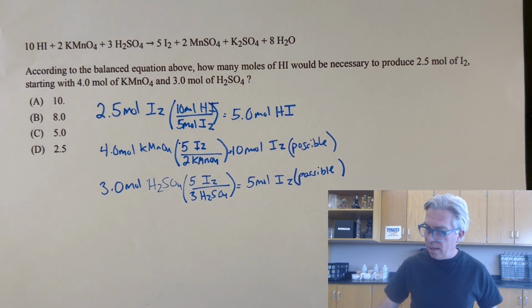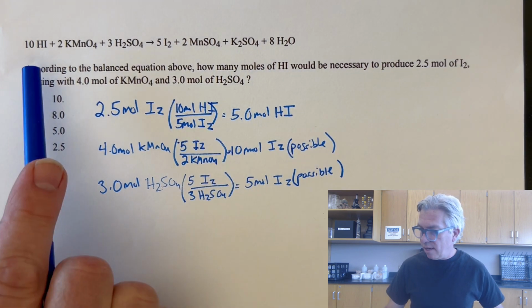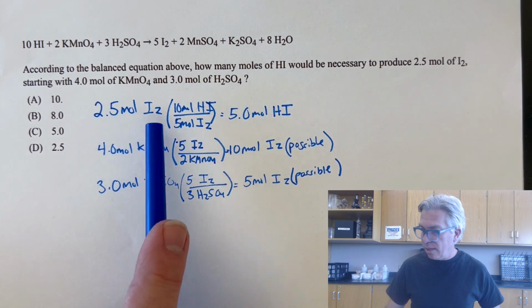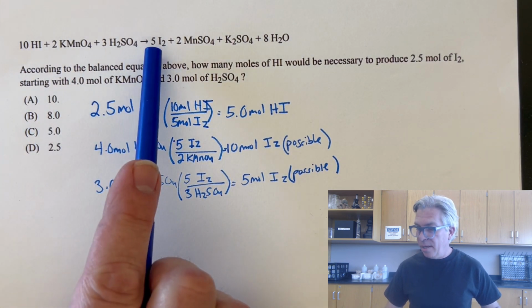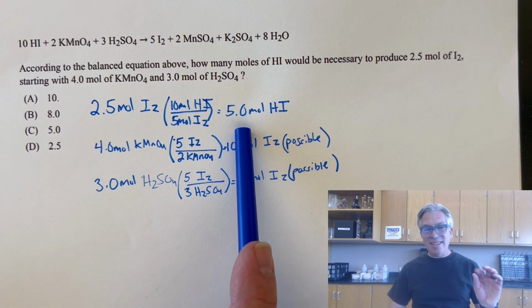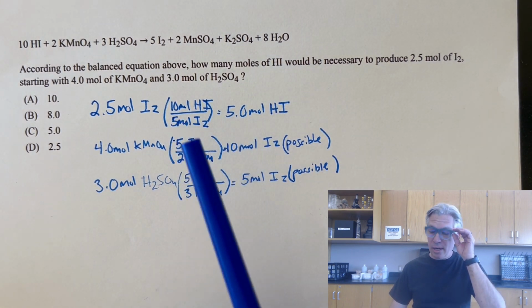Now, the actual problem is only one step, because I knew how many moles I had, this many, and I want to know how many moles of this. So 2.5 moles of iodine, 10 moles, and 5 moles. There's 10 moles of this needed for every 5 moles of that, and I got 5 moles of HI. Now, I did have to double check. I just wanted to make sure I got it right.